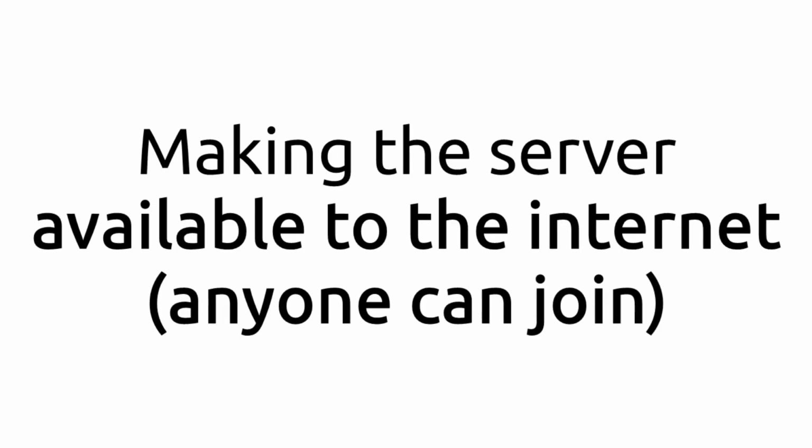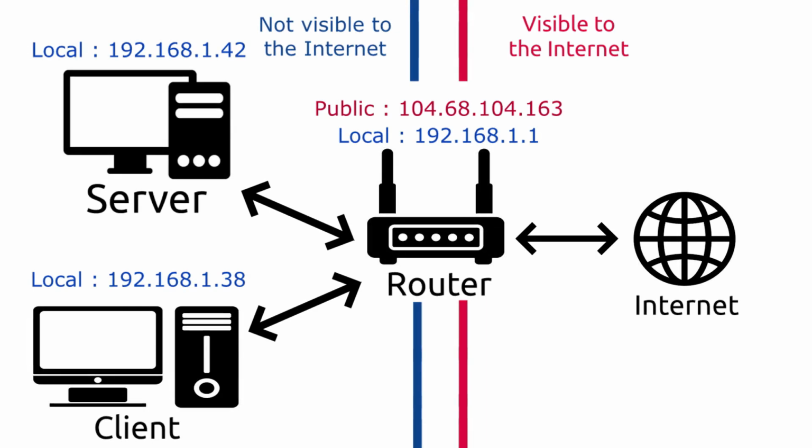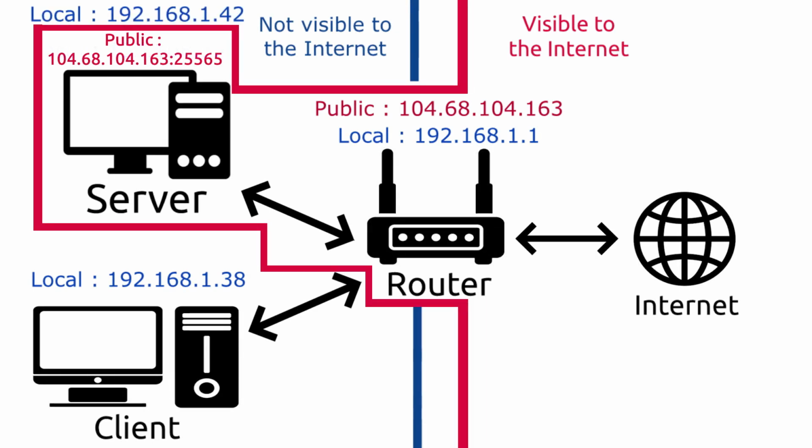Now for the fun part, we're going to make the server visible to the outer internet, and this way anyone could connect to it if they have the IP address. To do that, we will use port forwarding. Port forwarding allows us to make a local device visible to the outer internet under the router's public IP. But only the port that has been forwarded will be public, not the other ones.